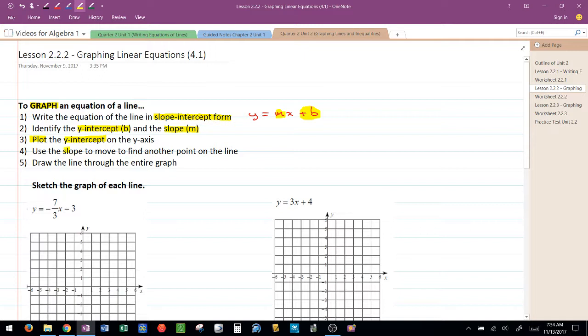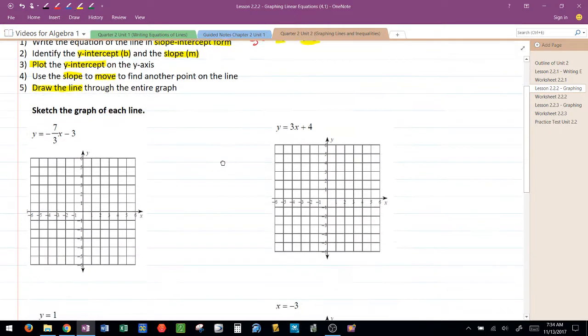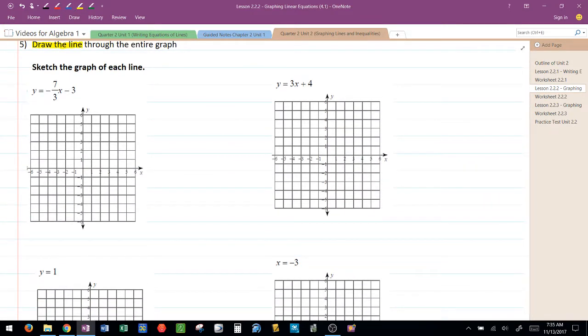Then the slope we're going to use to move, and that's the key. That's how I always remember that slope is m. Move tells me how to go find another point that would be on this line. Once I have the 2 points drawn, I draw the line. It's a pretty simple process, but you've got to be patient and take your time. So let's jump right in.